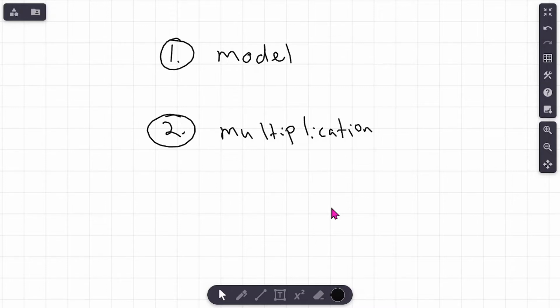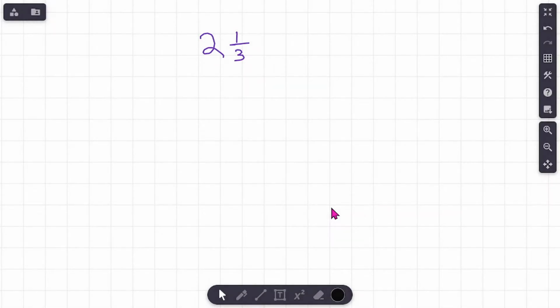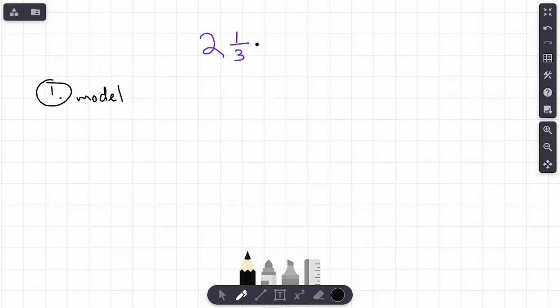So let me show you the very first problem. Here is our very first problem I have here on the screen. The way we're going to solve this is I'm going to show you using a model. I'm going to show you our very first strategy for taking this mixed number, 2 1/3, and converting that into an improper fraction. And what we're going to do is draw a model.